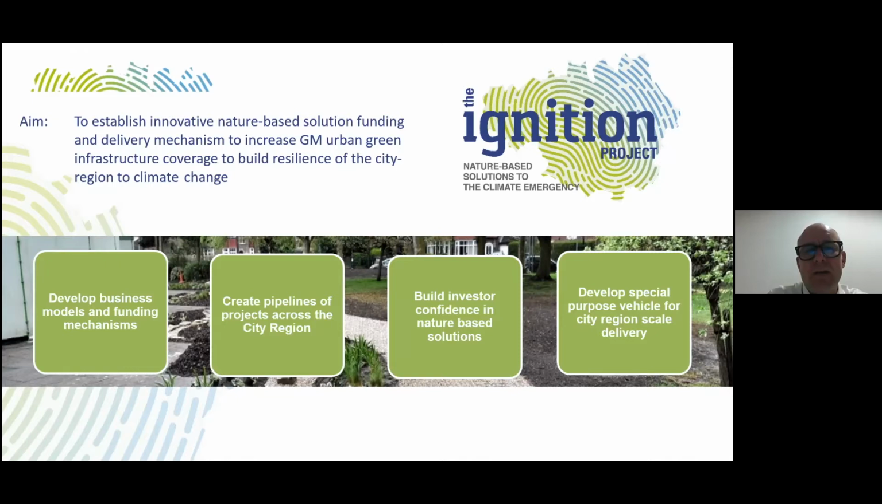And when you understand those wider benefits, you can start building the business case to say to other developers that want to scale this up across Greater Manchester, there's a business case here, there's a saving for you in terms of your water bills, but also your heating bills, and generally the health and well-being of your workers, but also in terms of attracting people to the area. There's a real good financial case, and so Ignition has been looking at developing the business case for embedding those nature-based solutions in new developments, and how you can scale that across Greater Manchester. So there's some really good work being delivered there.